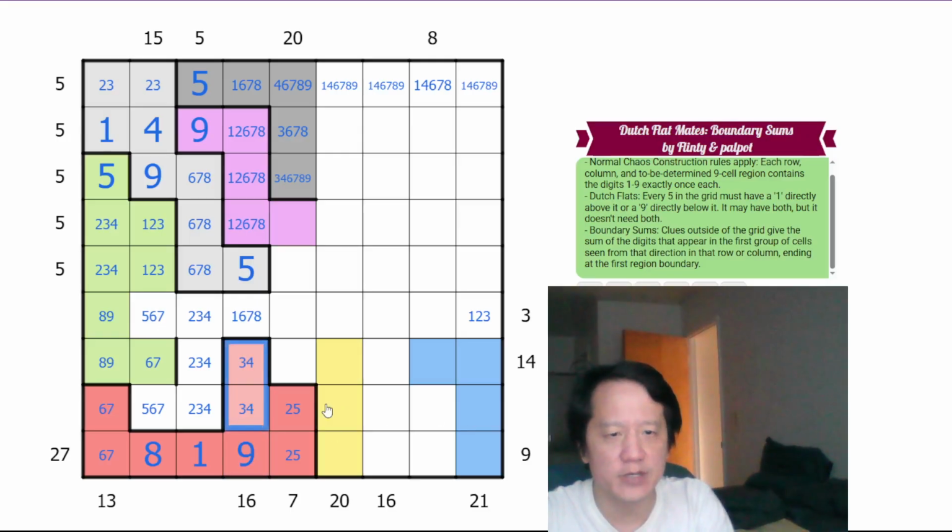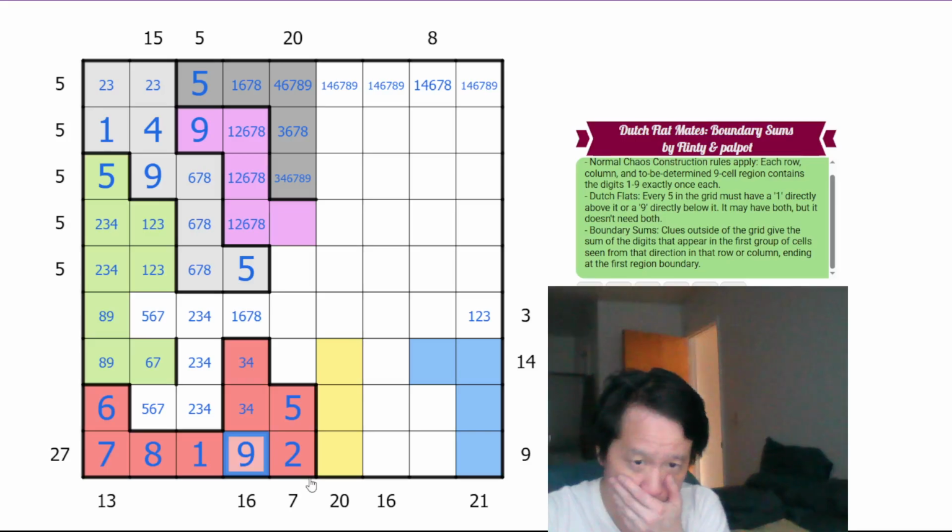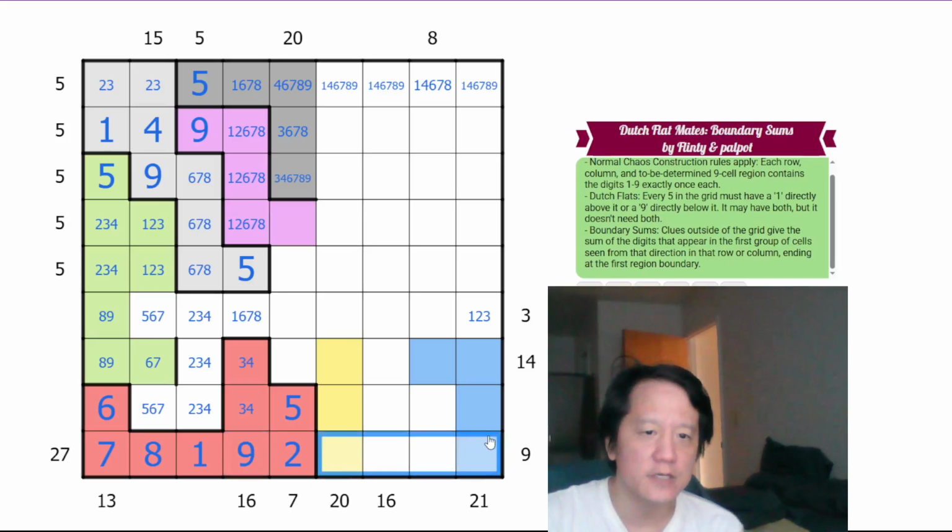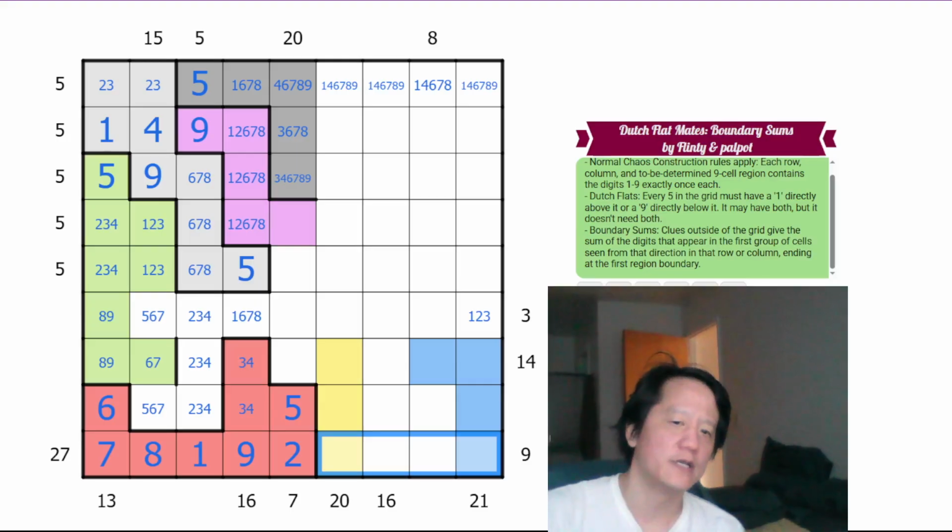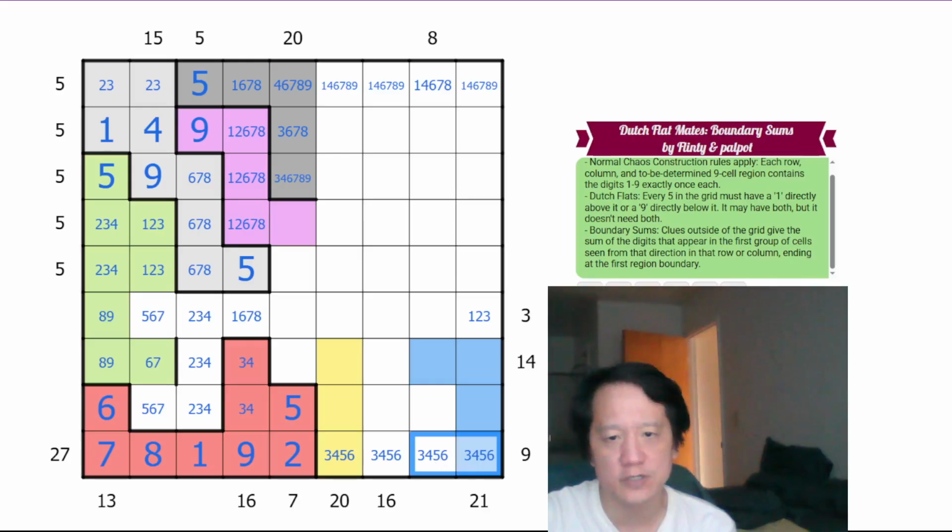That means this can't be 9 here. This adds up to 18, so these 2 digits must add up to 9, which is 2 and 7, which makes that 6 and 5. Remaining digits in row 9. We have 3, 4, 5, 6. So this must be 2 digits here. And then it's a boundary.